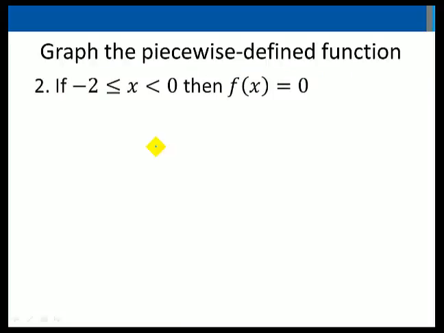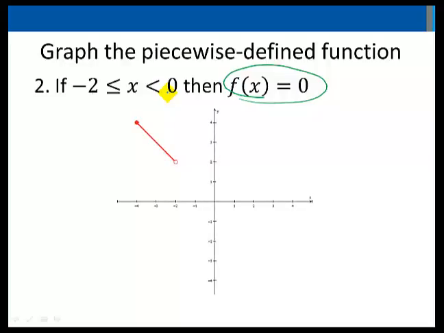Okay, so let's next go on to plot the second part of our piecewise defined function, f of x equals 0, between negative 2 and 0. So here we have our first part of our graph. And then let's use the anchors of x equals negative 2. If x equals negative 2, y will equal 0. This point will be included on our graph. Negative 2, 0.